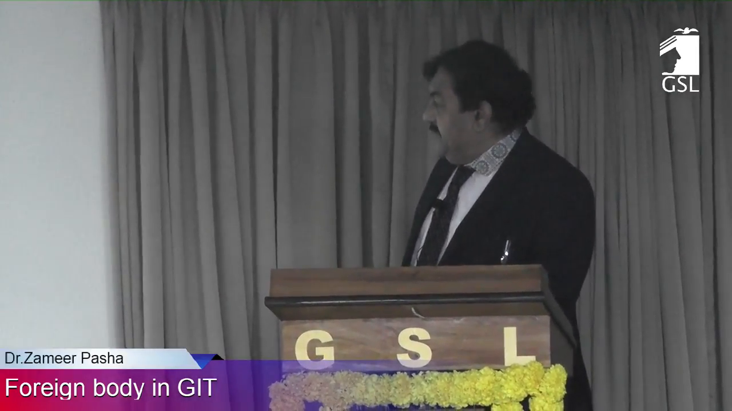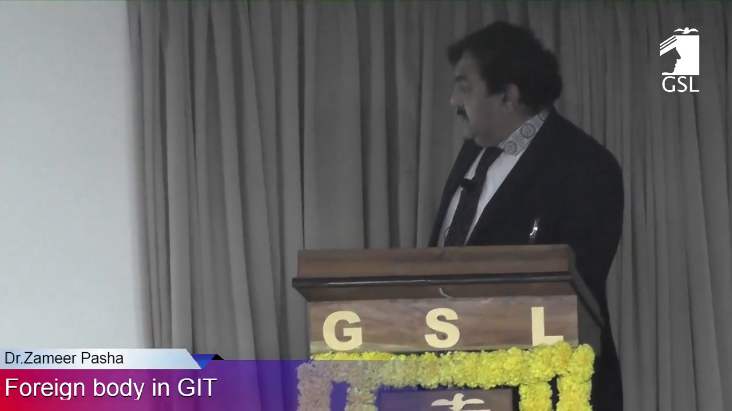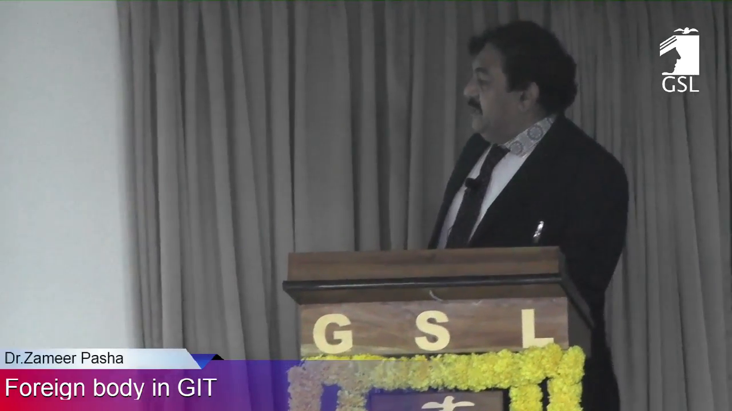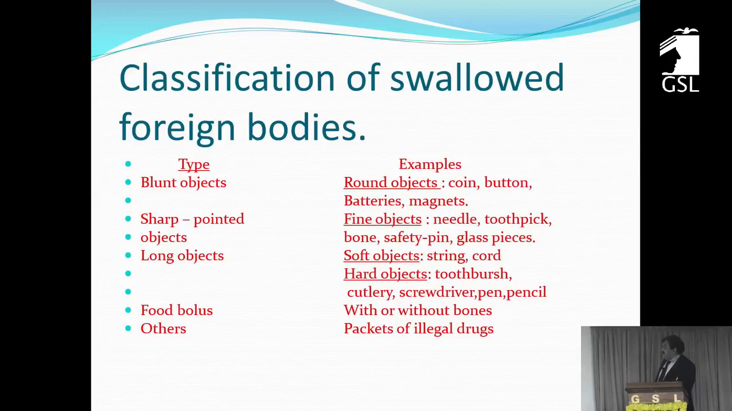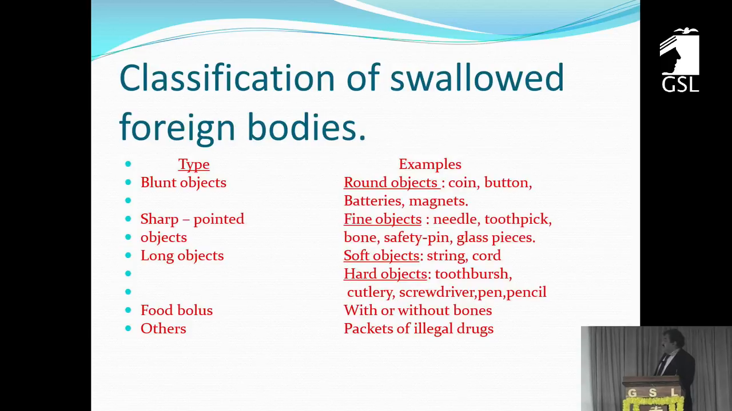Everything. And so these are either the blunt objects, the sharp pointed objects, long objects, food bolus, round objects, blunt and salt, coin, button, batteries, magnets. The sharp ones are needle, toothpick, bone, safety pin, glass pieces. The long objects are string, card, and the hard objects are toothbrush, cutlery, screwdriver, pen, pencil, food bolus with or without bones, and packets of illegal drugs, of course.